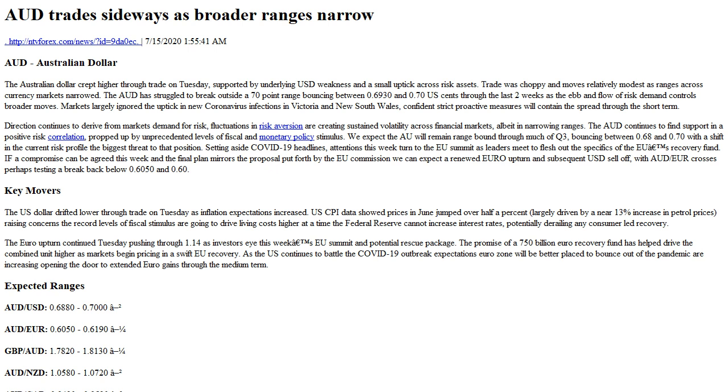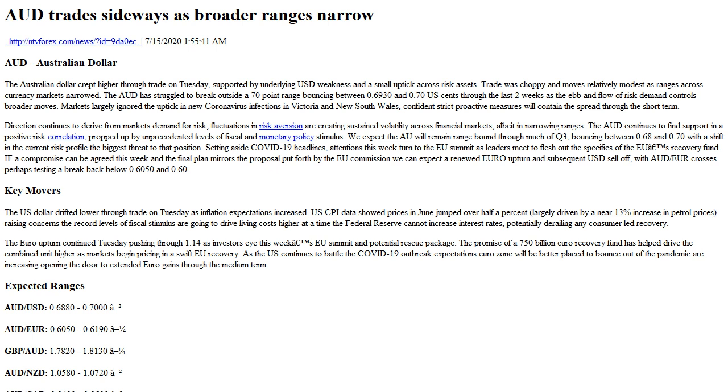Setting aside COVID-19 headlines, attention this week turns to the EU summit as leaders meet to flesh out the specifics of the EU's recovery fund. If a compromise can be agreed this week and the final plan mirrors the proposal put forth by the EU Commission, we can expect a renewed euro upturn and subsequent USD sell-off, with AUD euro crosses perhaps testing a break back below 0.6050 and 0.60, key movers.